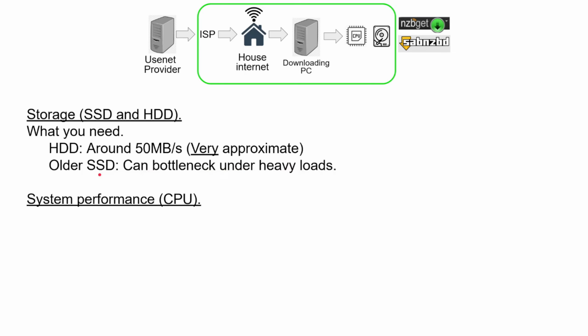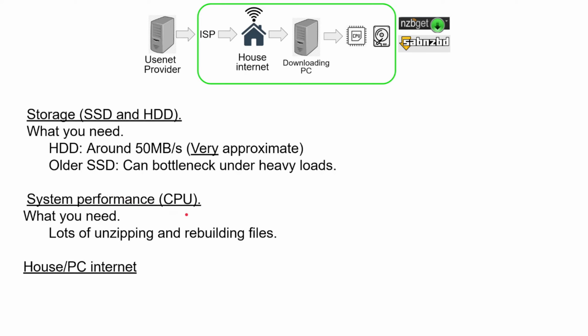The system performance. So as I said, Usenet downloads a lot of different small files, and you have to take all of those files and rebuild, unzip them, rebuild the NZB, and rebuild the file. So this can be really taxing on your server, on your CPU. If your server is not strong enough, which we will see later on, this can be your bottleneck.